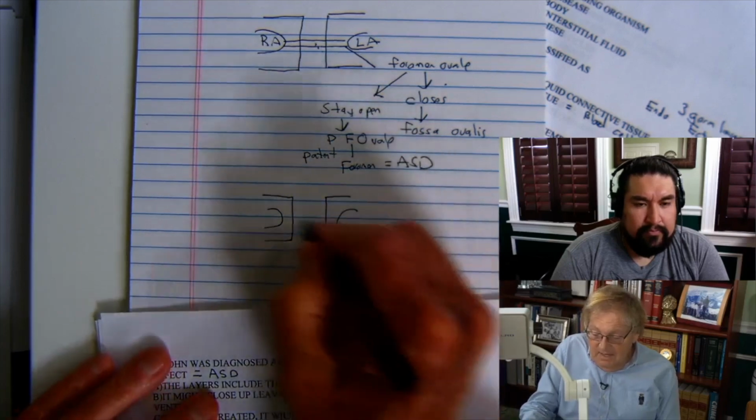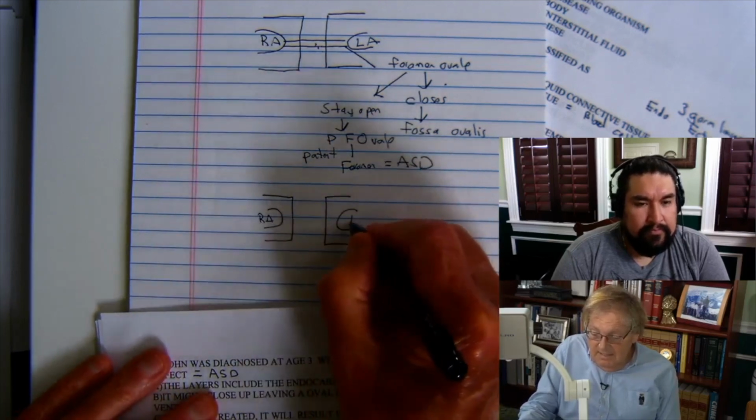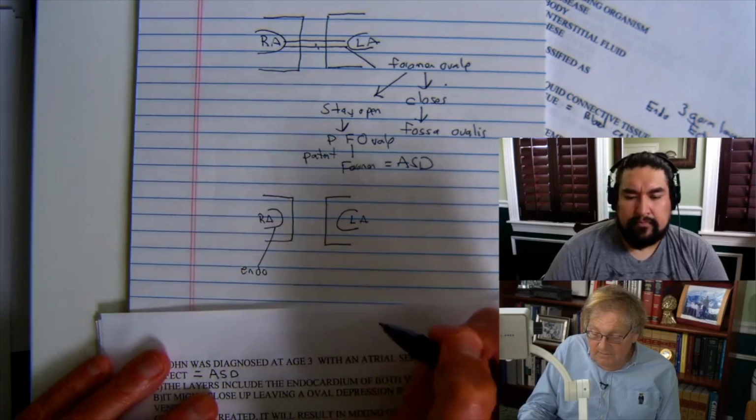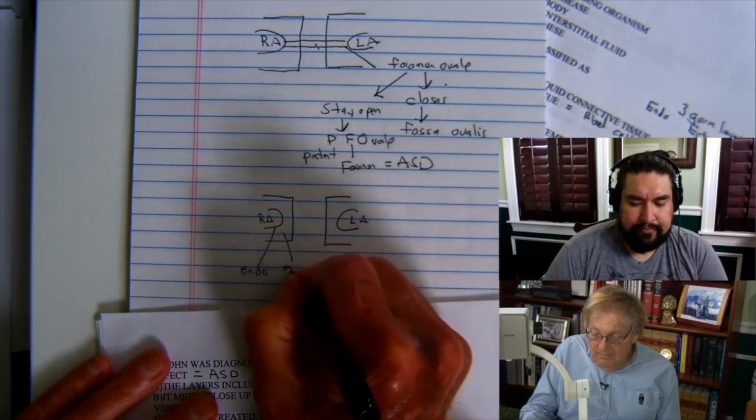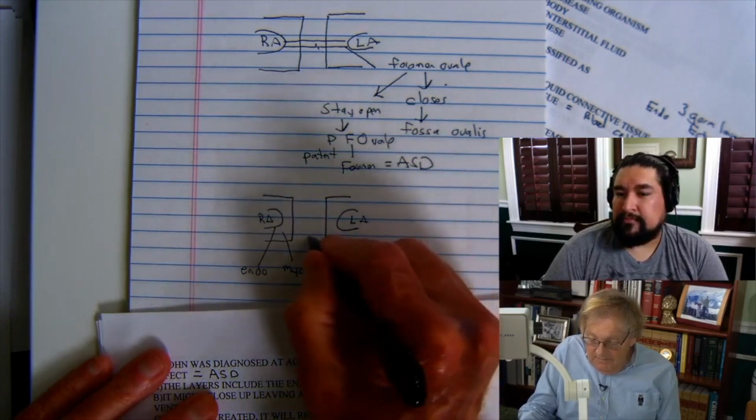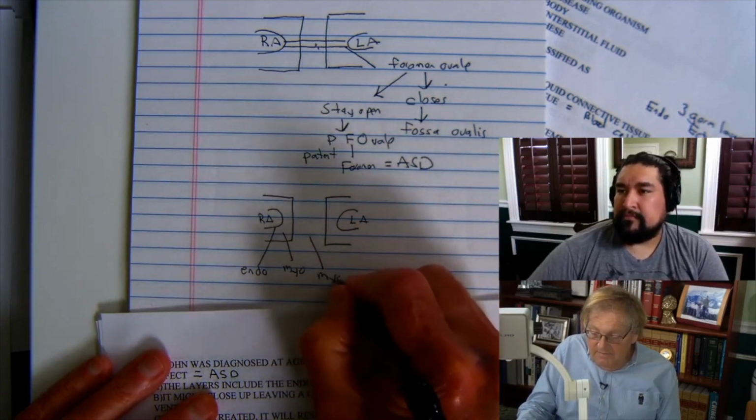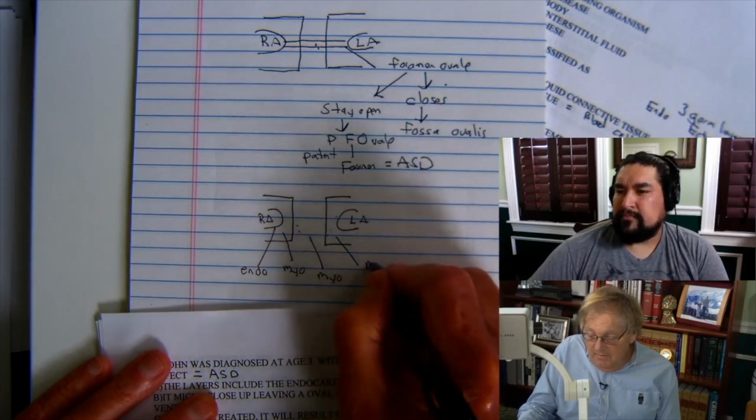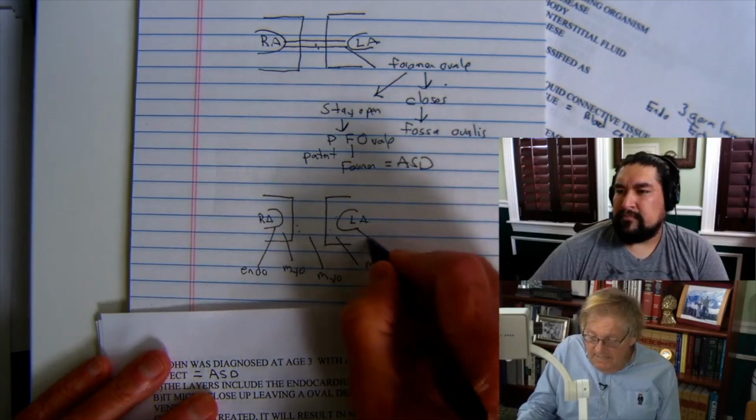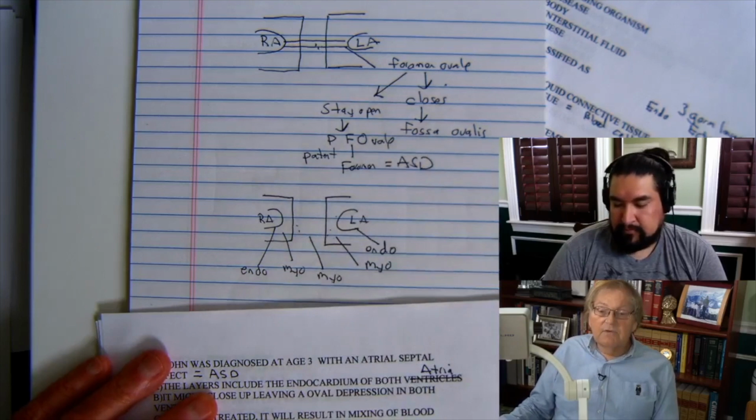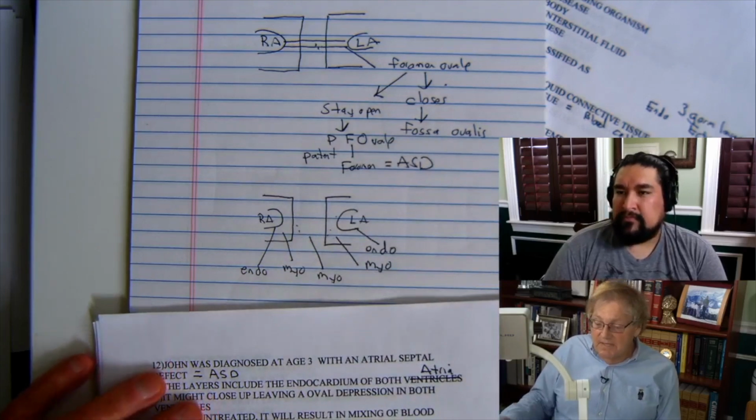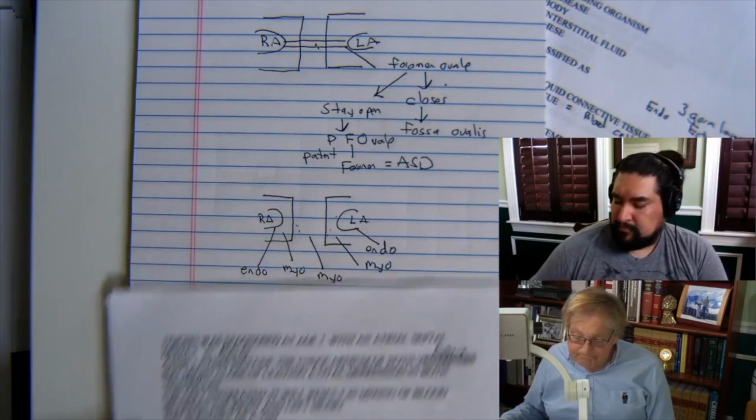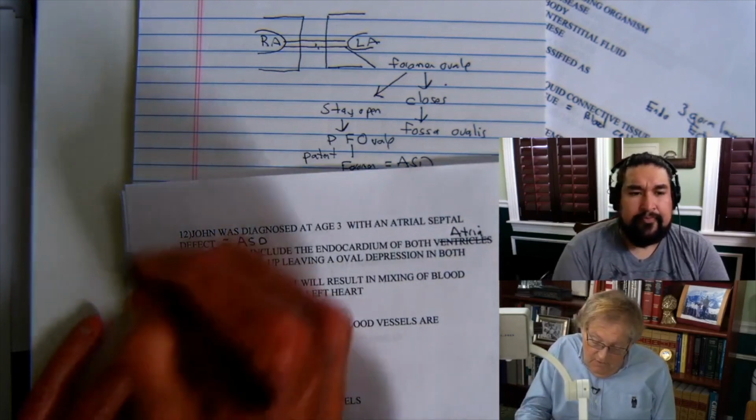Well, if this is the RA and this is the LA, we've got the endocardium of the right atrium, the myocardium of the right atrium, the myocardium of the interatrial septum, the myocardium of the left atrium, and the endocardium of the left atrium. So if I had to repair one of these, realize the layers that I would have to repair in a child if it did not close up. So it tells me that A is false.